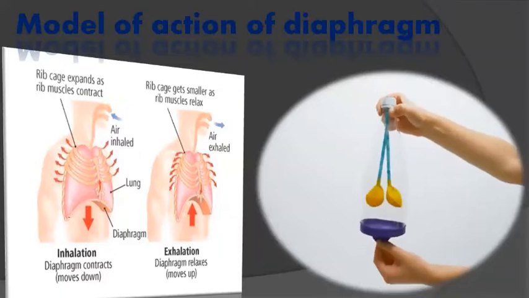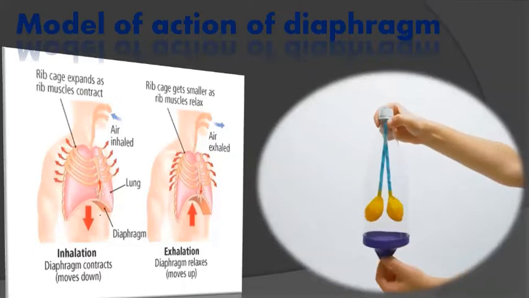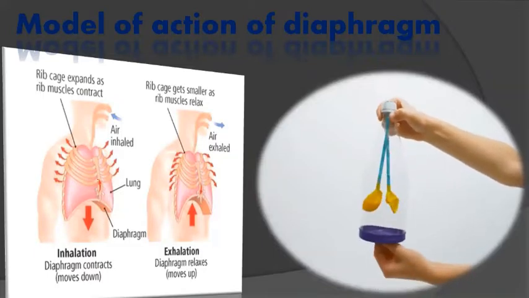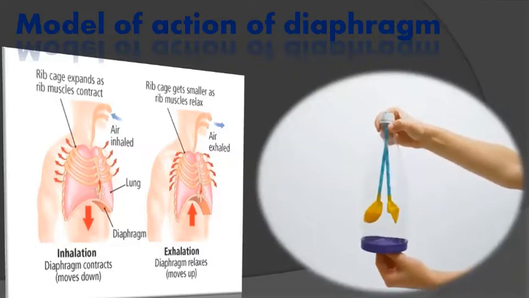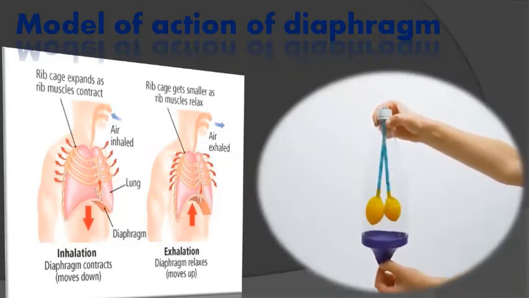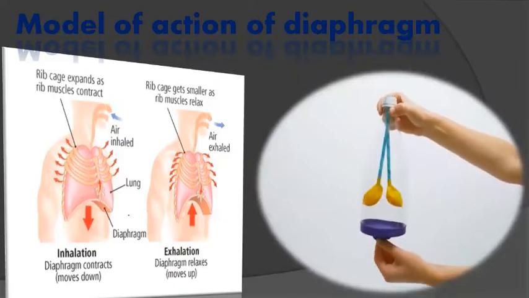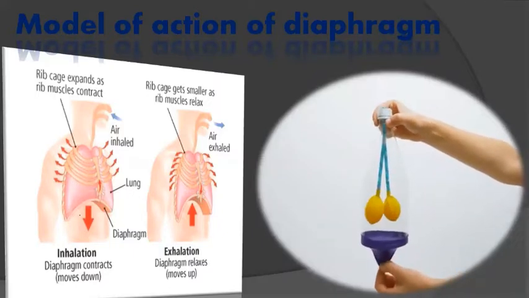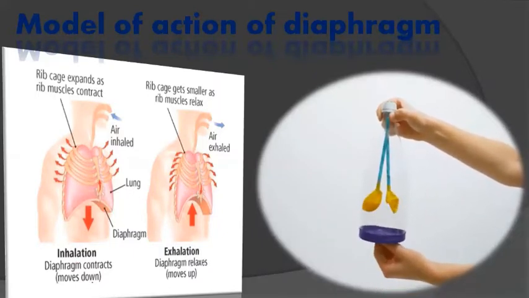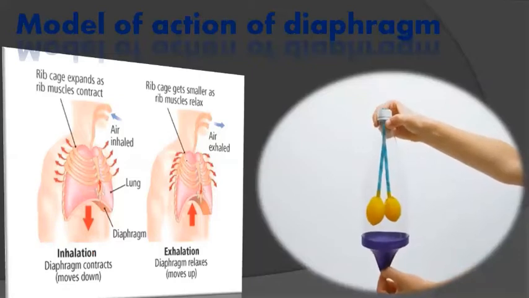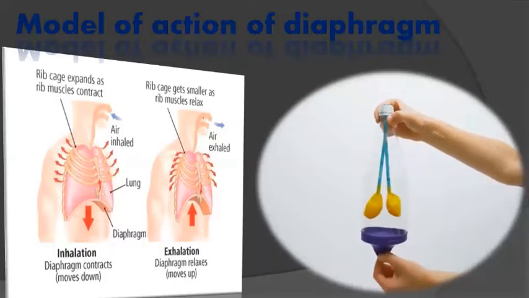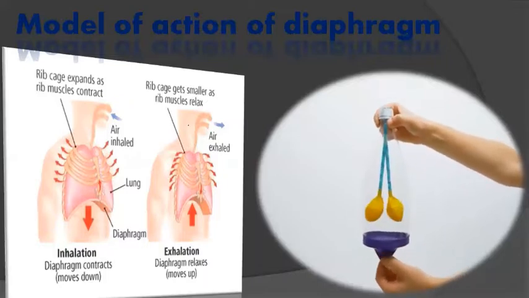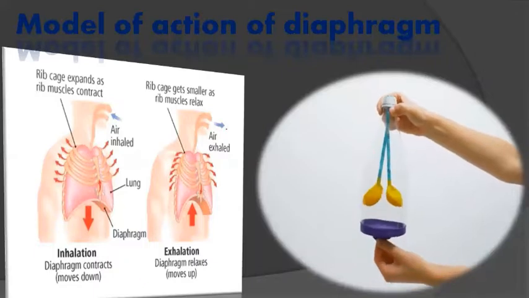What is the diaphragm? Actually, it is the muscular layer which separates the thoracic cavity from the abdominal cavity, and that also plays a great role in the breathing process. So what happened? The diaphragm contracts and moves downward. And when we exhale, the diaphragm relaxes and moves upwards. Air is exhaled out, the rib cage gets smaller and the rib muscles relax.